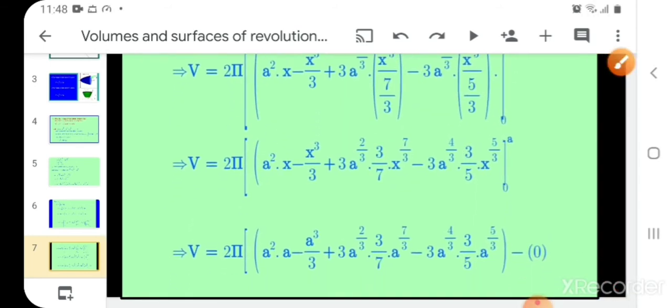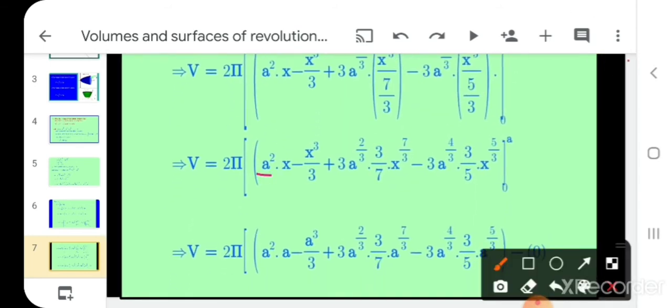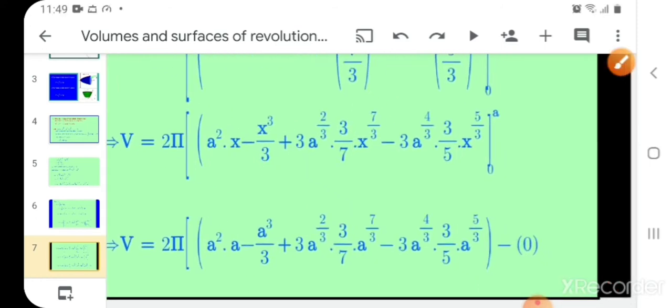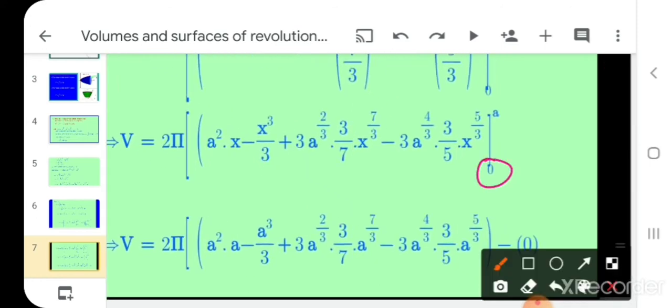Now I substitute a value in x place. So a square into x means a minus x cube by 3, that implies a cube by 3. 3 a power 2 by 3, 3 by 7, same. Here we have x power 7 by 3. Then we substitute x equals a, we get a power 7 by 3. Minus 3 a power 4 by 3, 3 by 5. X power 5 by 3 means a power 5 by 3. Okay, is it clear?